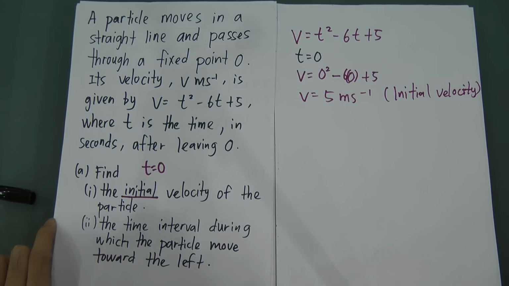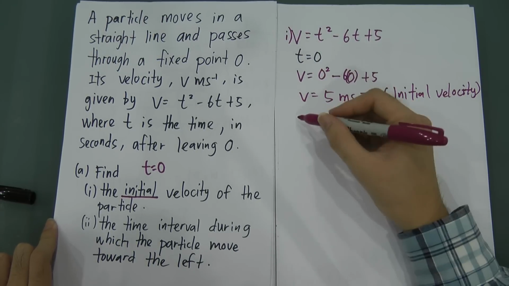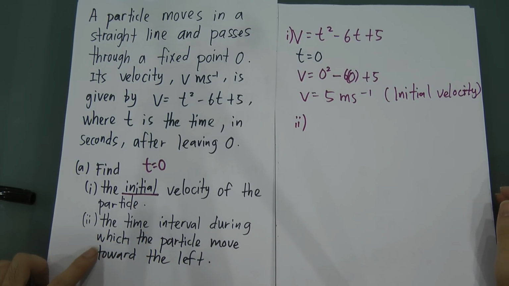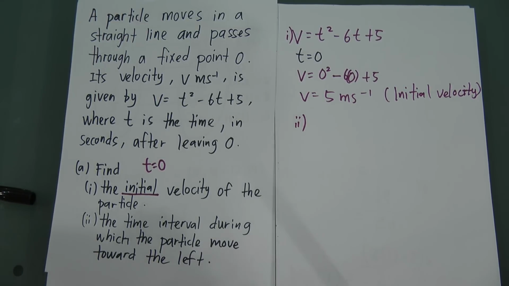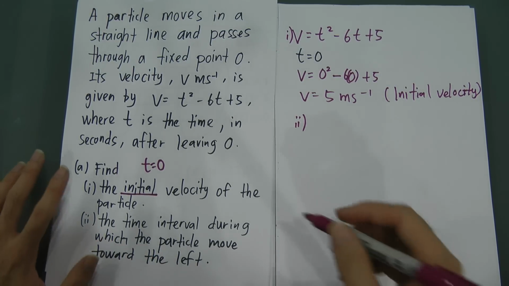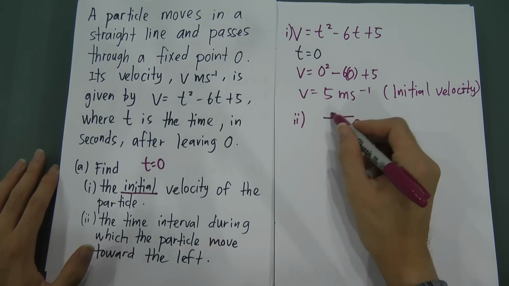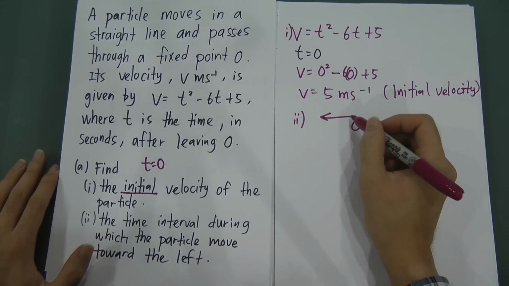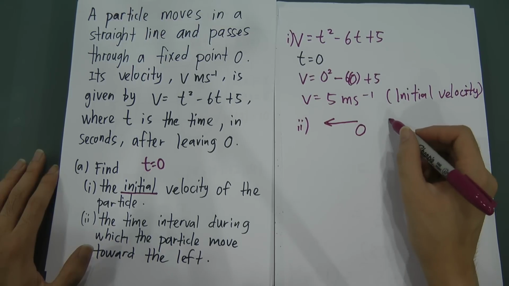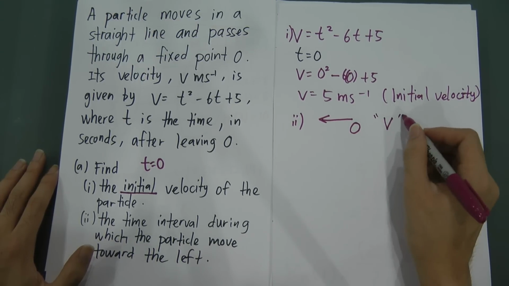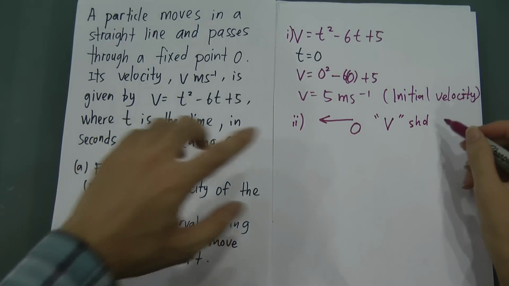Then for the second part, what does he want? He wants to find the time interval during which the particle moves toward the left. What is the meaning of the particle moving toward the left? If this is the particle, it should move in this direction. The particle moving in this direction means that v should be negative.